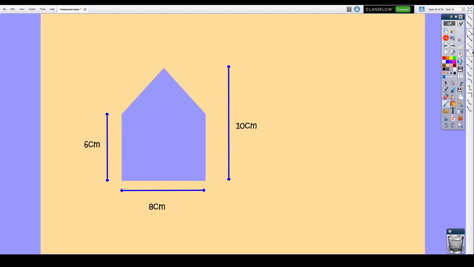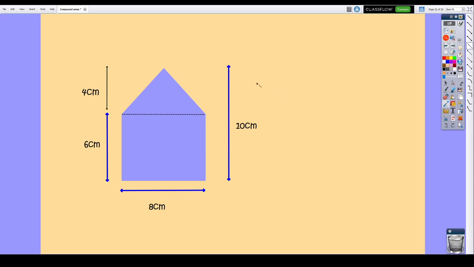It would have been fully plausible to split this one up into 2 trapezium shapes if you split it down the middle like so, although I don't think that would be probably the easiest way of splitting the shapes up. 2 trapeziums is going to be a little bit more difficult to work out than a rectangle and a triangle, although it's up to you. It should still give the same answer. So I'm going to split this up horizontally across here, so we get the rectangle and the triangle.